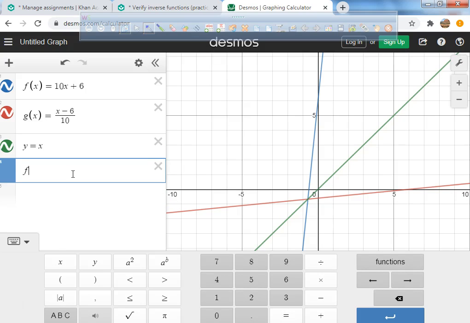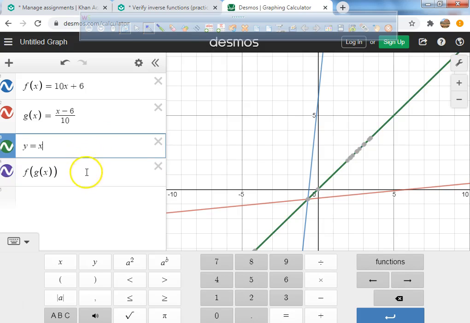Watch this. f of g of x. Look at the green and the purple. Look at them. Just look at them. What can you tell me about those two? They're exactly the same, so you know that f of g of x has to equal x.